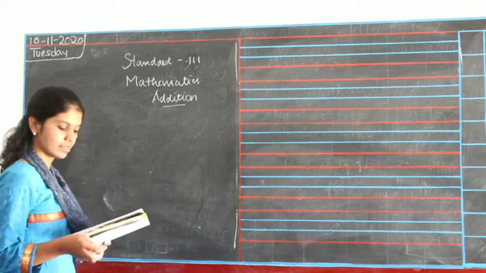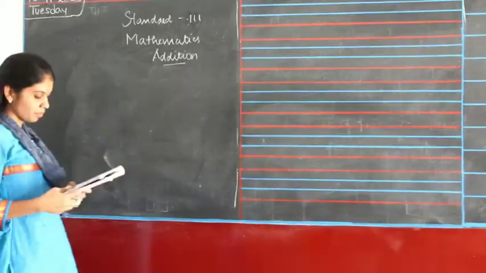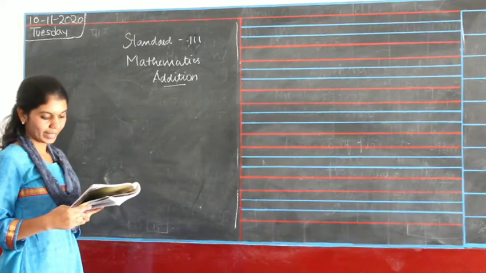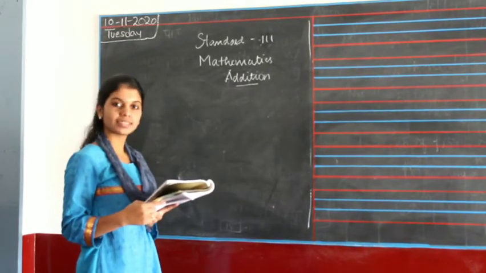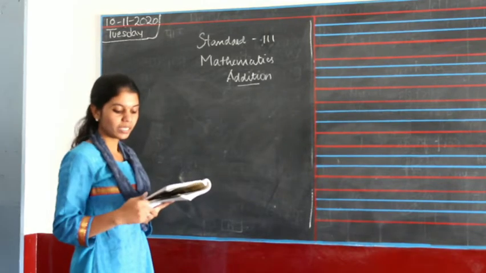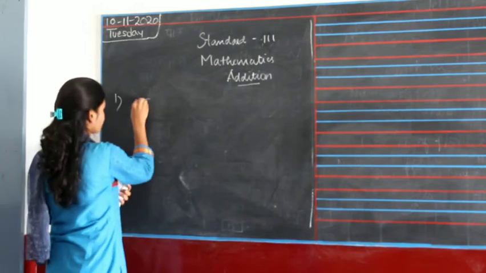Now we'll solve exercise 3.1, first problem. Both Ashok and Nitish had a rose garden each. There are 266 roses in Ashok's garden and 314 roses in Nitish's garden. Total, how many roses are there? So we'll add them both.